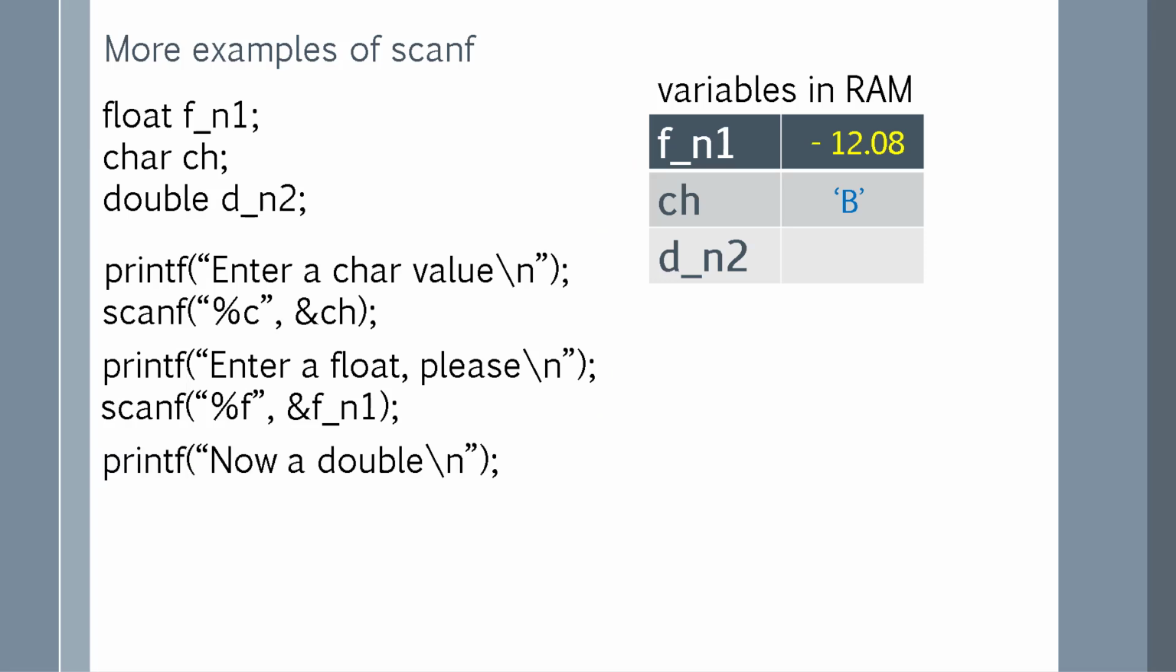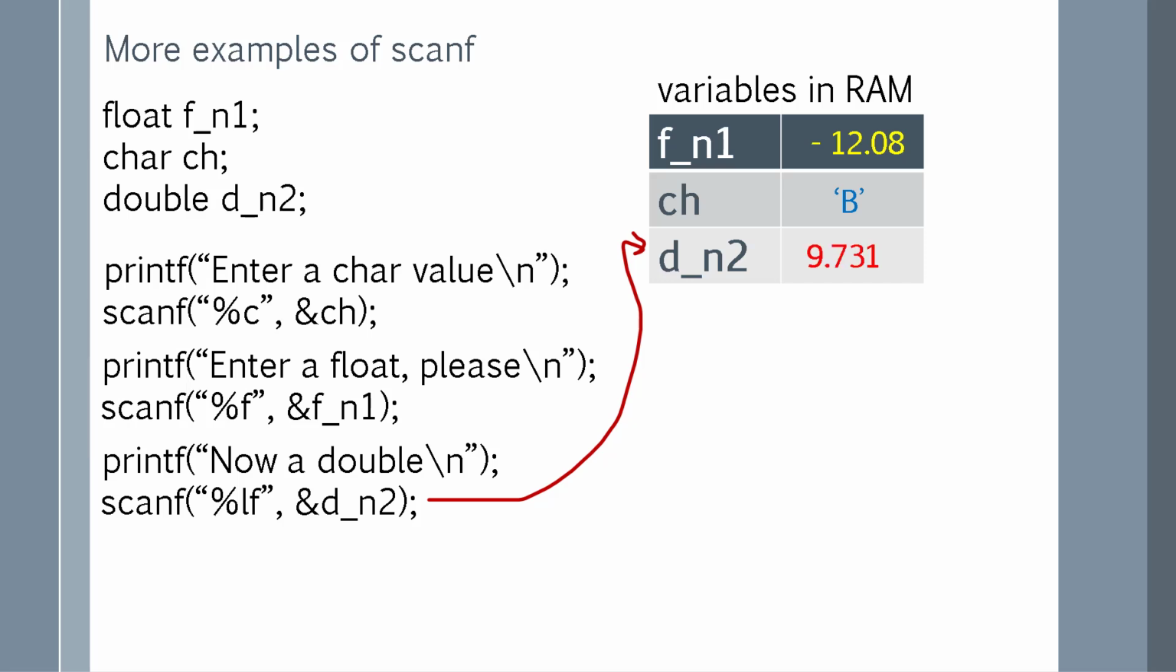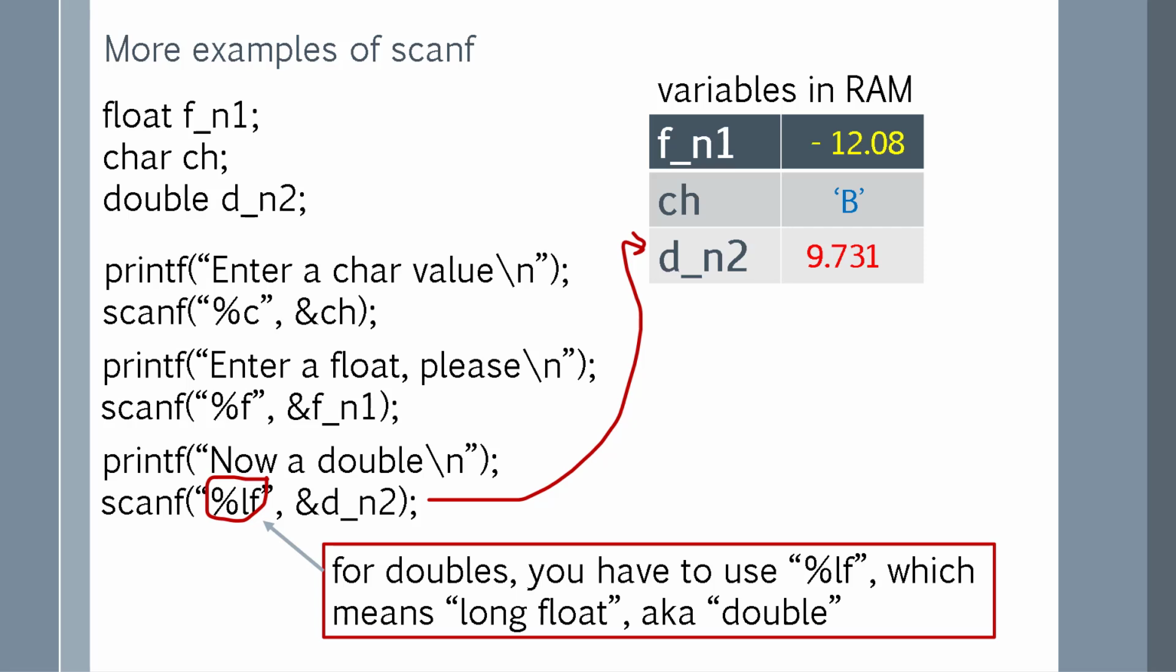Finally, let's ask the user for a double. This scanf says that we're getting double input from the keyboard and storing it at the address of our dn2 variable. The computer goes to the address of dn2 and stores the user's value. Now, be careful with doubles when you're using scanf. The placeholder must be %lf. That's a lowercase l, not a 1. If you leave off the l, you're not going to like the results.